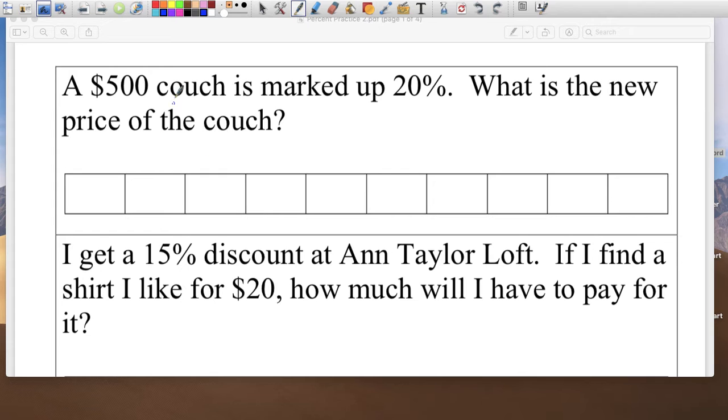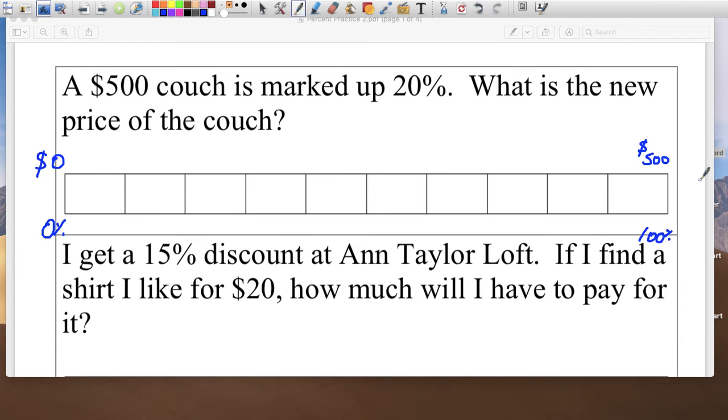So a couch is marked up 20%. Marked up means that on top of the original price, we're adding 20%. So basically, think about this for a second. I bought a couch. Let me just write my numbers right now. This is 100%, and 100% of the value right now is 500. So let's say I bought a couch for $500, and I want to sell it.